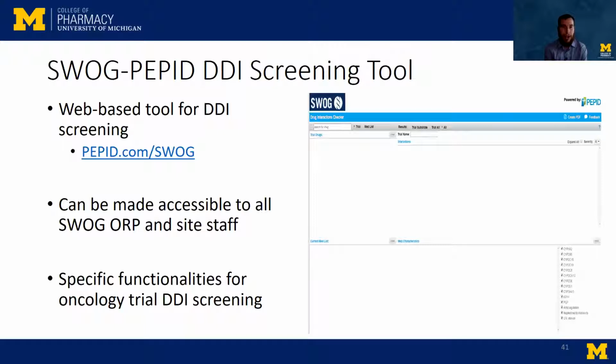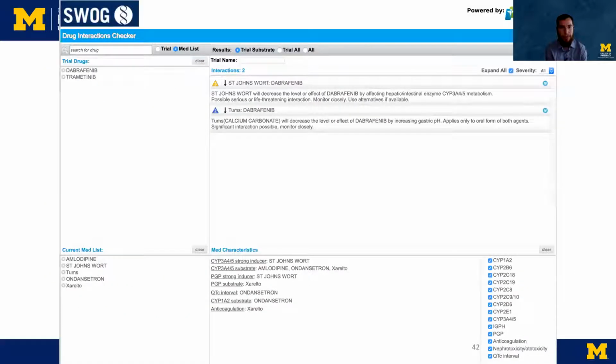So this is our drug interaction screening tool. It's essentially just a website that you can reach at pepid.com/SWOG. We can make this accessible to any or all SWOG ORP staff in the context of our clinical trial now, and in the future to be used in standard care when they're screening a patient for enrollment onto a clinical trial. I'm going to walk you through a couple of the specific functionalities that we built for SWOG drug interaction screening. If you can click to the next slide. So this is just a screenshot of what it looks like after the information has been put in.